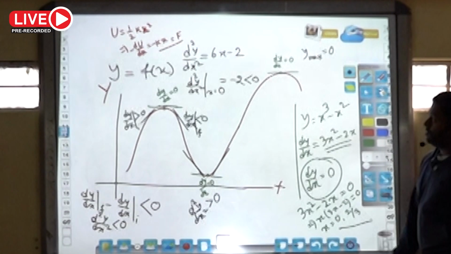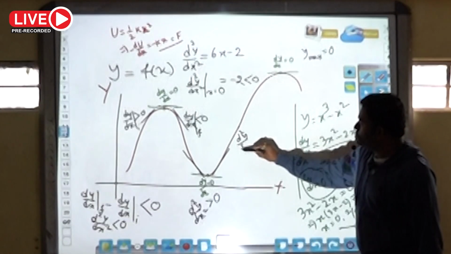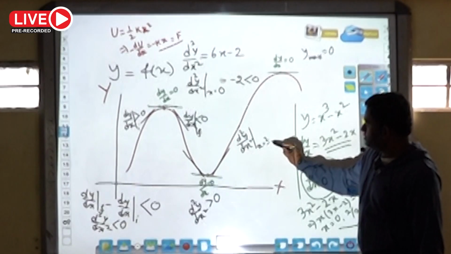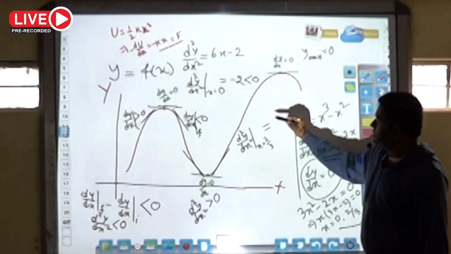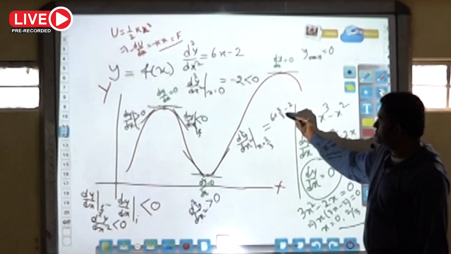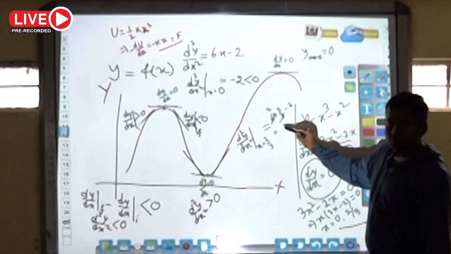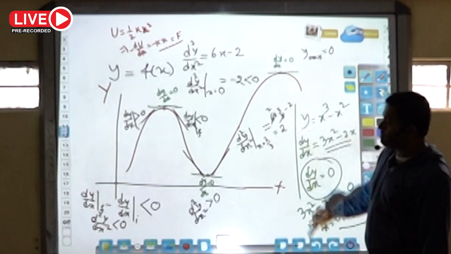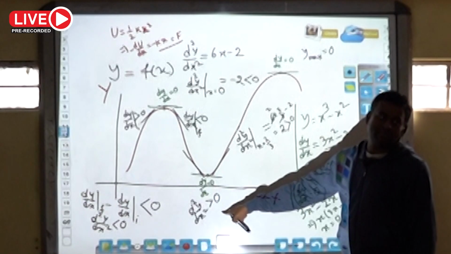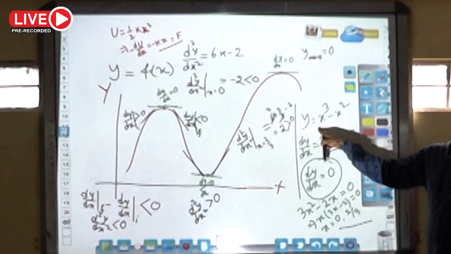Okay. Now check the second one, d2y dx2, the other value is x equal to 2/3. Check, 6 into 2 by 3 minus 2, that is 4 minus 2, plus 2. Plus 2 means greater than 0. Greater than 0 means minimum. So at x equal to 2/3, this function y has a minimum value.